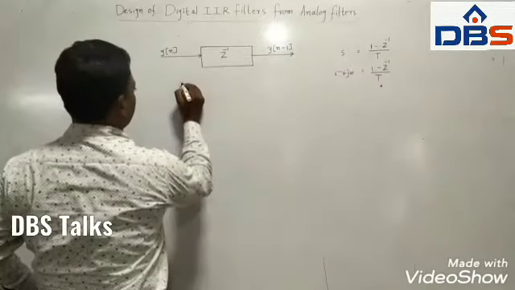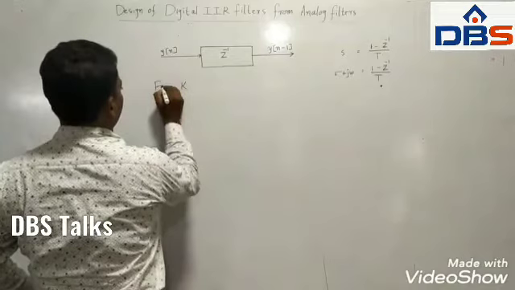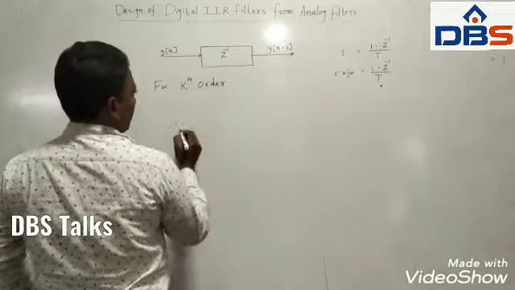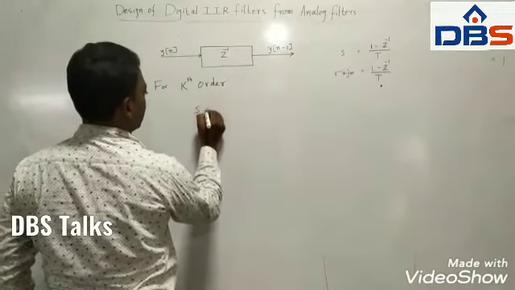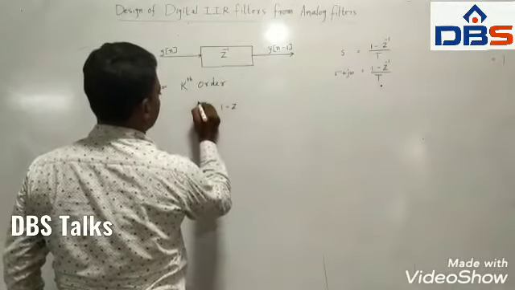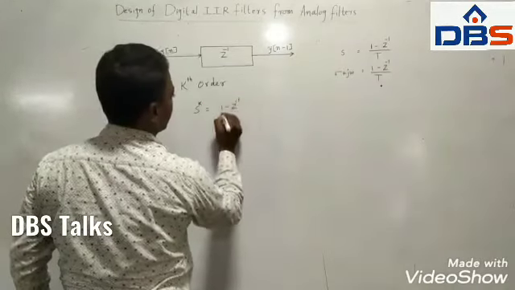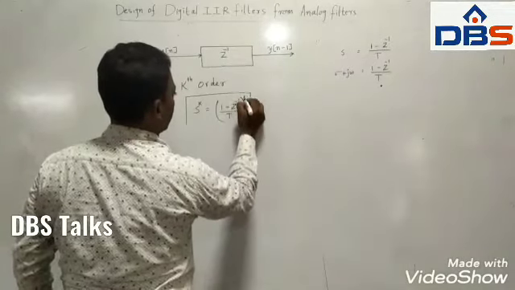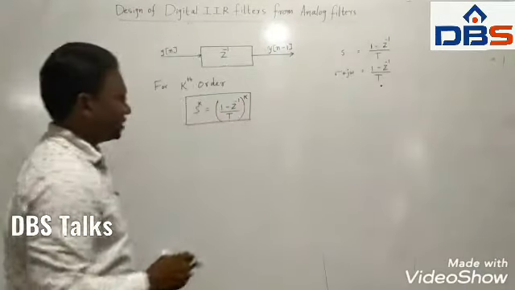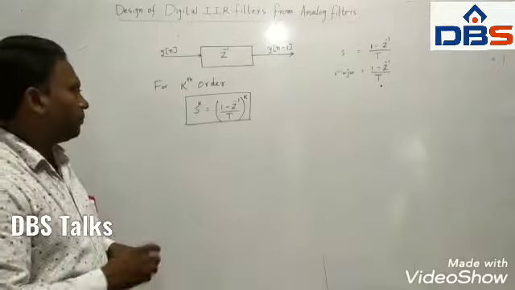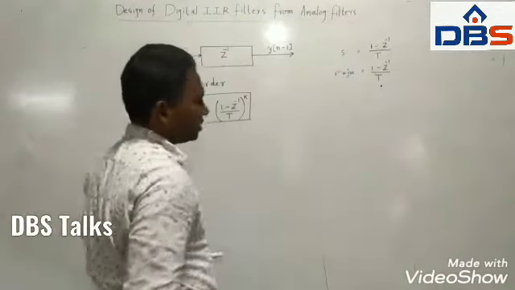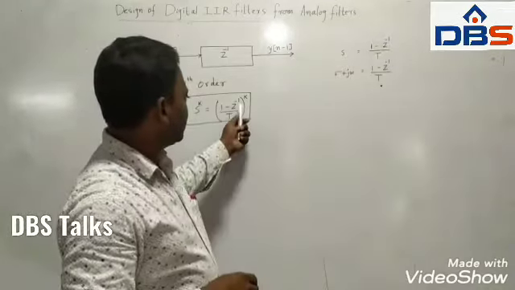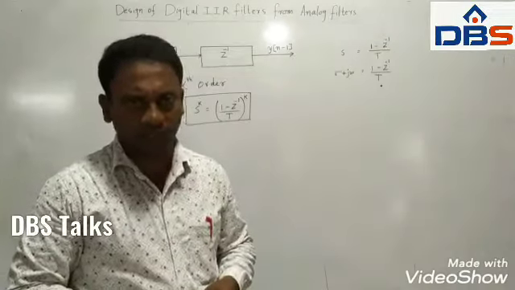For kth order, what you will have is s power k equals 1 minus z power minus 1 by T, the whole power. We have to use this transfer function, meaning this transformation from continuous time, where s is the transform variable in the continuous domain, to z, which is the transform variable in the discrete domain.